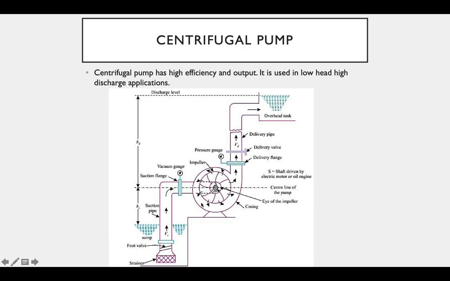Once the water which was present here leaves, a pressure difference will be created here. There will be a pressure drop at this point. Now this pressure drop, here you can see outside atmospheric pressure is acting.